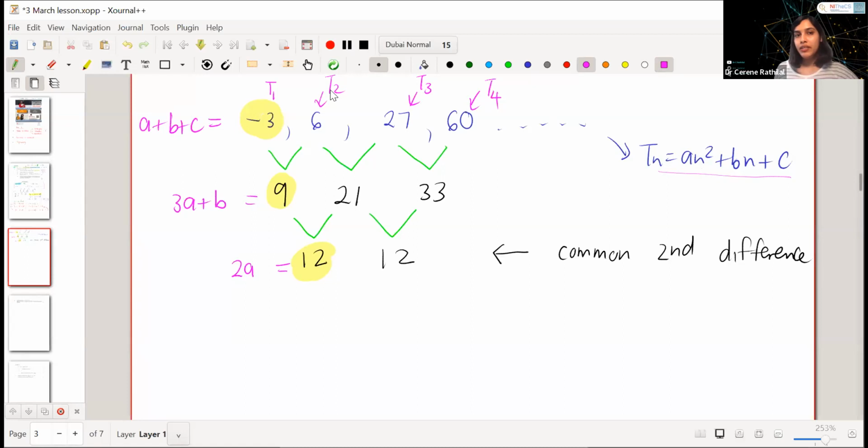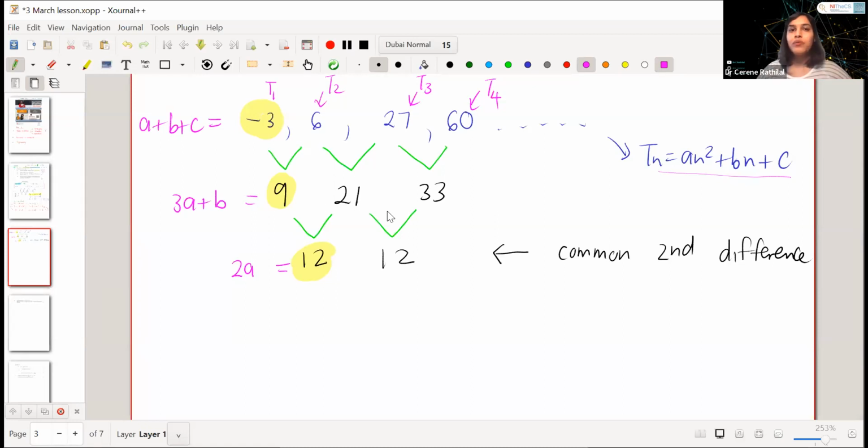So plug in 1 and write down what it represents. Plug in 2, write down what it represents. Plug in n equals 3, write down what it represents. And likewise, plug in n equals 4 and write down what it represents. Repeat the procedure of taking the first difference, right? Get the values in terms of the a's, b's, and c's. And you will see that this 9 will be represented by 3a plus b. Likewise, complete the second difference. And when you do that, you will then see that the 12 is represented by 2a.